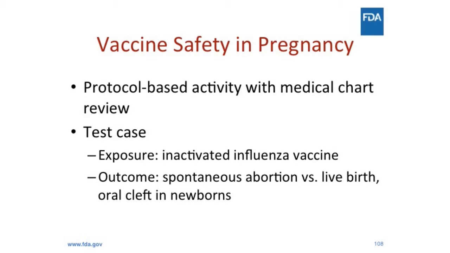So here I'm showing an example of such an infrastructure which falls in the category of a protocol-based activity with medical chart review. And we selected a test case for this study. So the exposure is inactivated influenza vaccine, and we have a couple of outcomes: spontaneous abortion versus live birth, and oral cleft in newborns. Now, the selection of oral cleft was not the result of having any concerns or any evidence in terms of potential association between flu vaccine and oral cleft, but it is an easier outcome to identify in claims data, and that's why we selected this outcome.